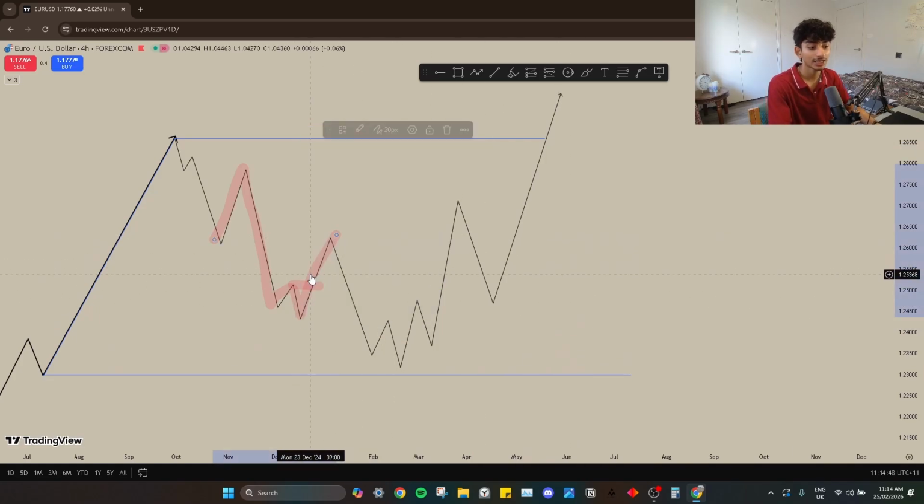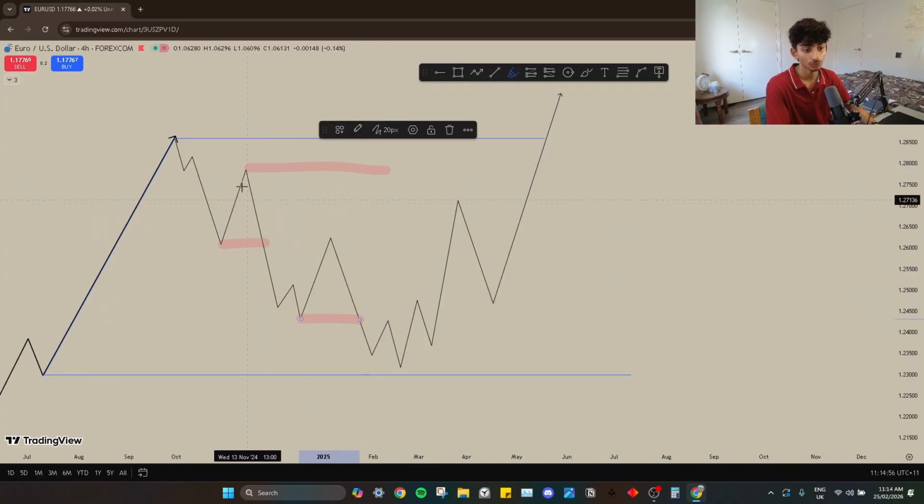But that's because this change of character was just facilitating the internal structure pullback. So this was the internal range, like this. This was the entire range. This change of character came back, tapped into this demand zone, and then we pushed lower. Okay? And then what are you expecting next to happen? You're expecting this range to hold. You're expecting this entire range.